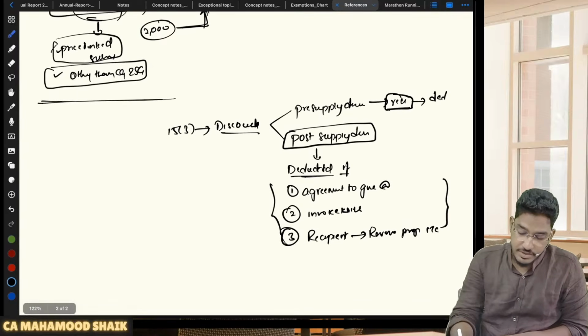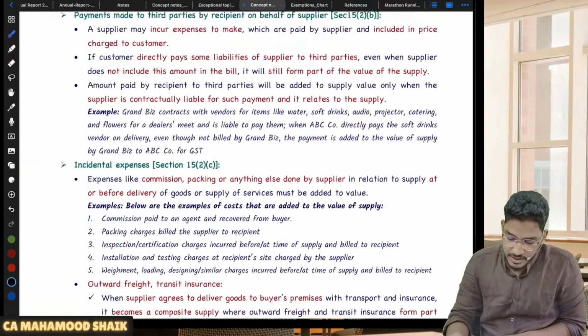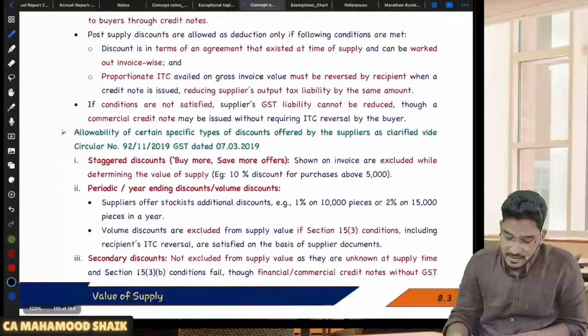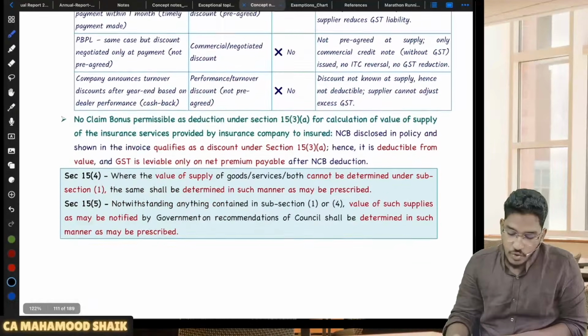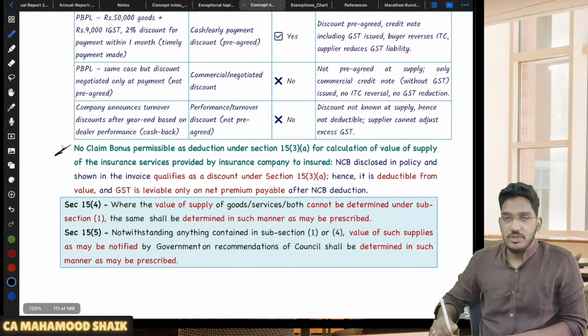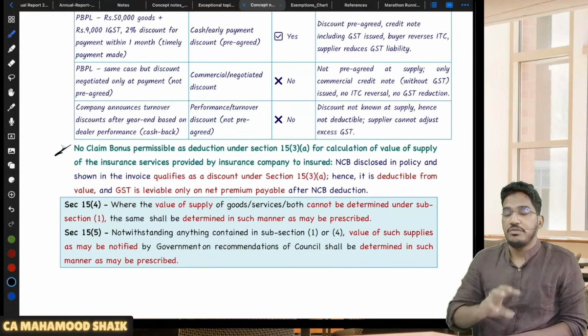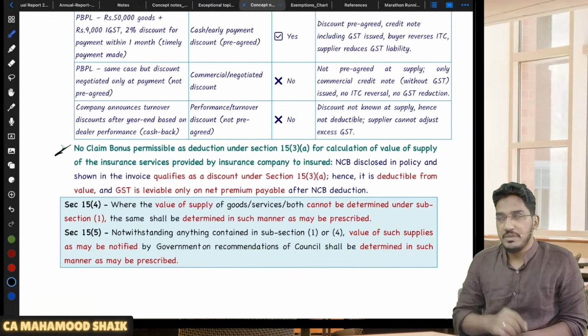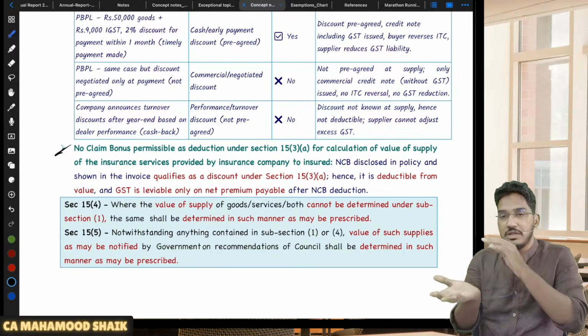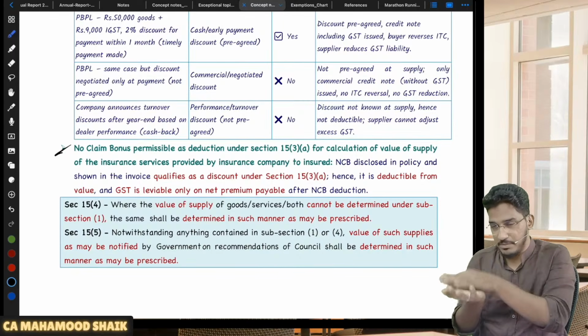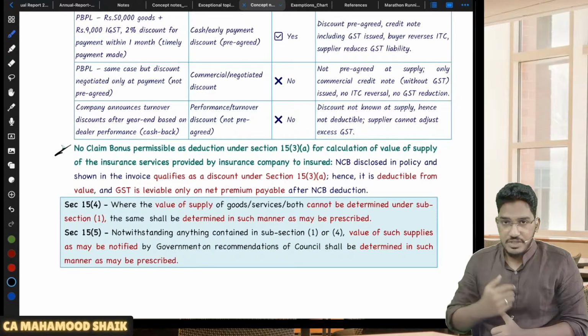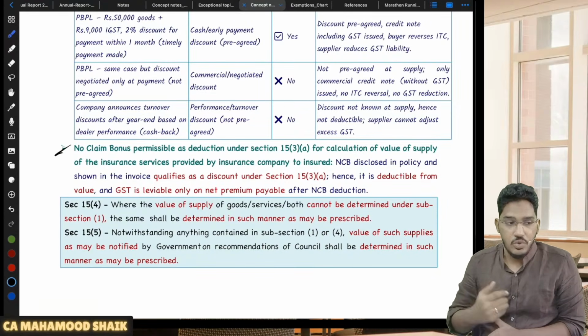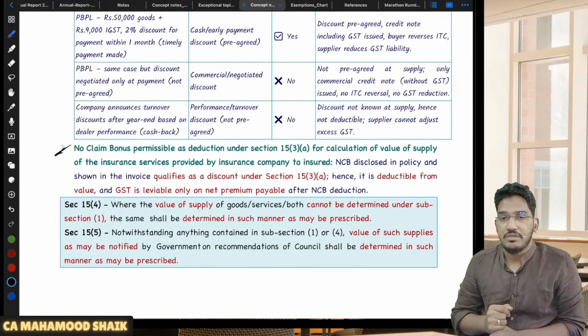And one more clarification, some CBIC circulars I wanted to explain here related to value of supply. So one is NCB, no claim bonus. Sir, can no claim bonus be deducted? Insurance companies, at the time of renewal of the insurance policy, if you haven't made any claim in the last year, will give you some discount called no claim bonus, which will be recorded on the insurance premium invoice. And the question which came to the department is whether that no claim bonus is allowed to be deducted from the value of supply.